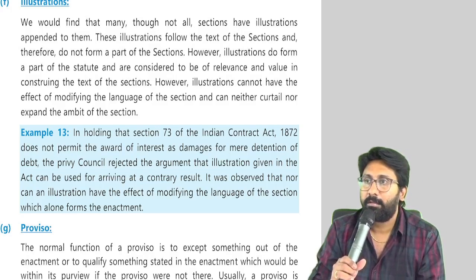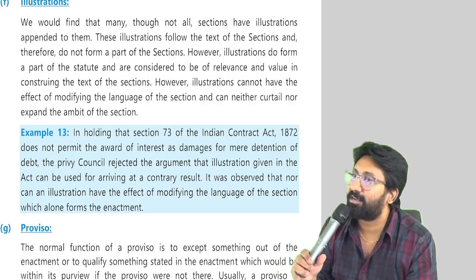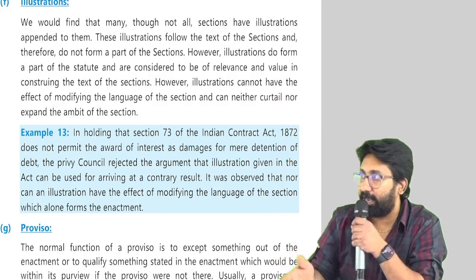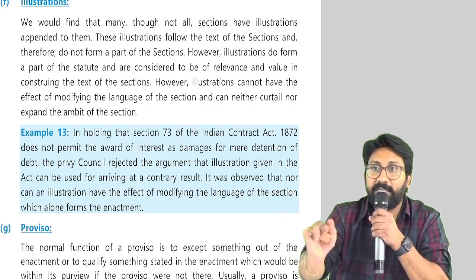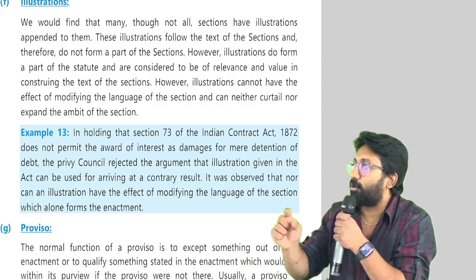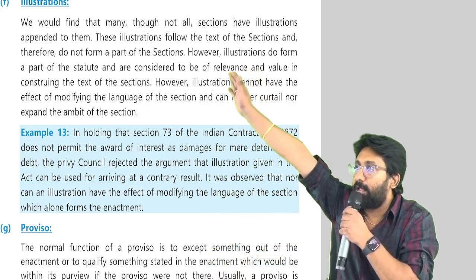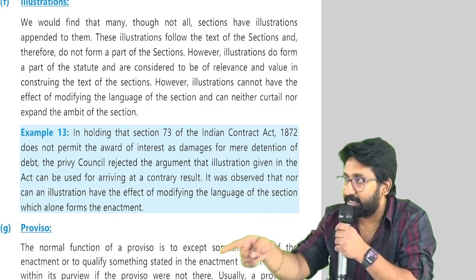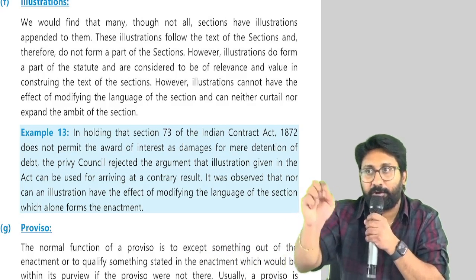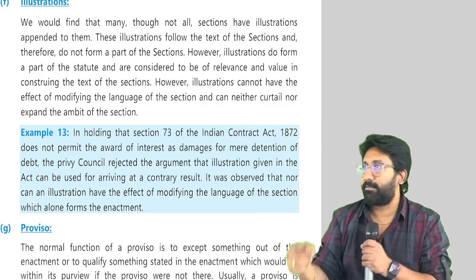Sir, can I write the section and give an example which is unrelated to that? Can I give an example? You don't have a right, because illustration should carry the text of the section. When I am talking about consensus ad idem, below example is given on minor. That illustration is right or wrong? Wrong. When I am talking about consensus ad idem, you should give an example related to that. Text of the section, consensus. Example also should be related to consensus.